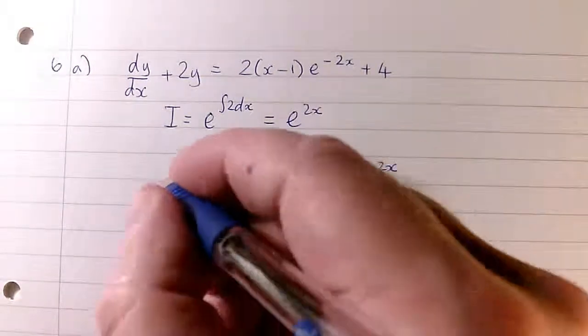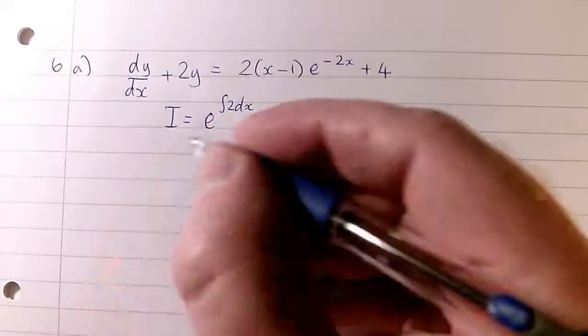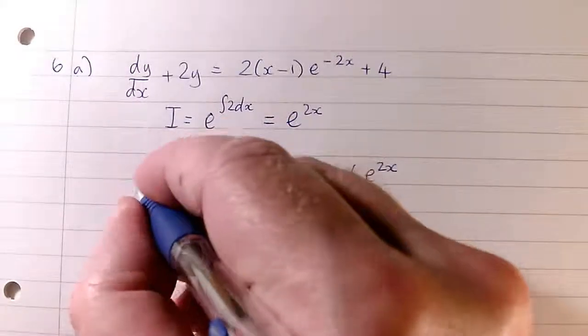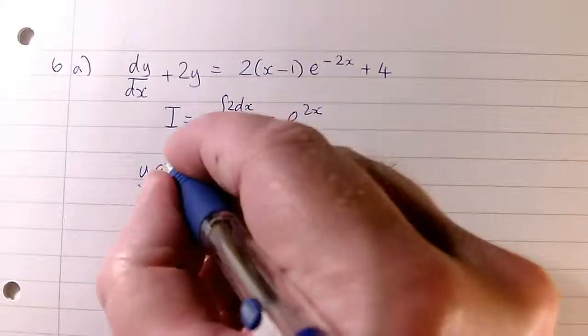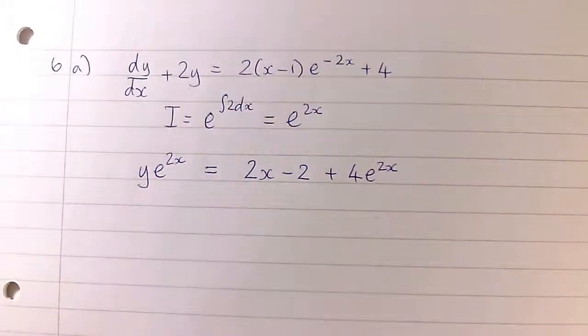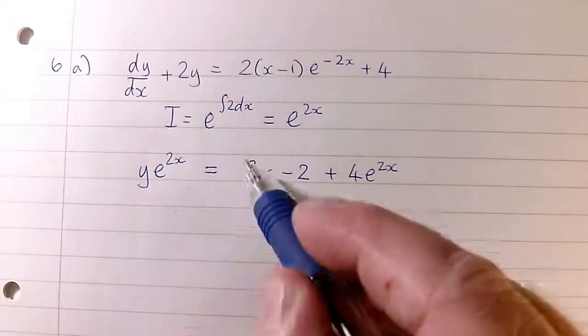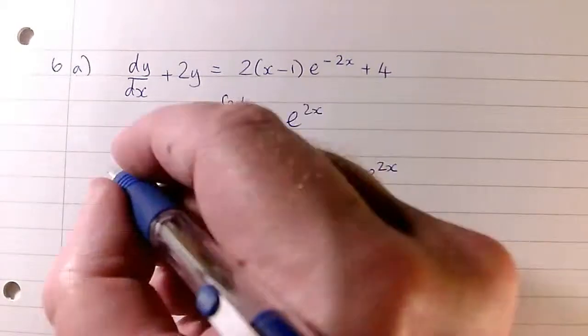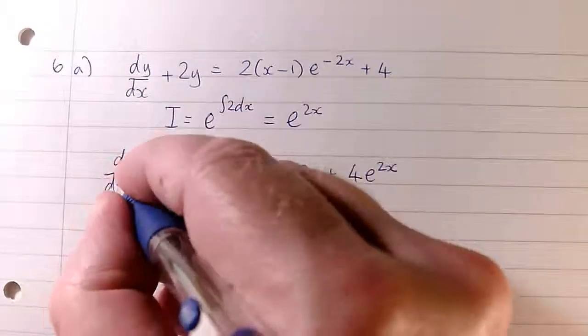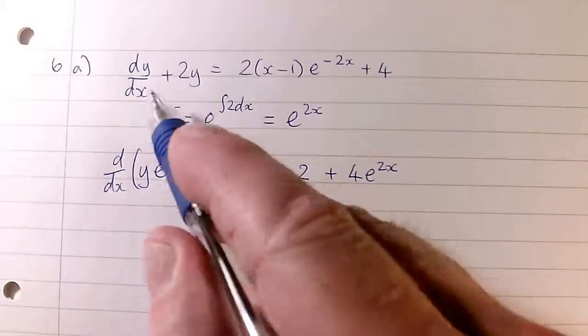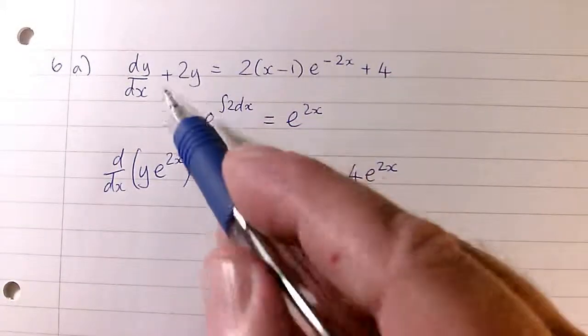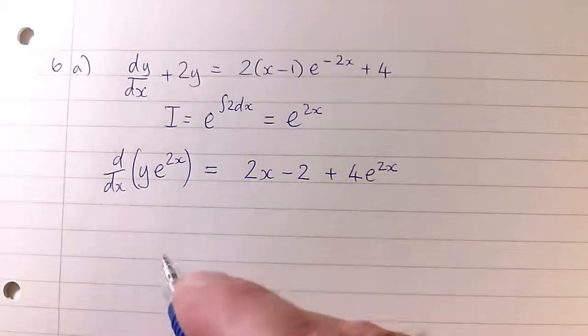Okay. The left-hand side is the derivative of y times the integrating factor, which is e to the 2x. That's the magic of the integrating factor. Now, some people want to go straight to the integral of that dx. I prefer to say what's going on. When you multiply that by the integrating factor, you get the derivative of y e to the 2x.